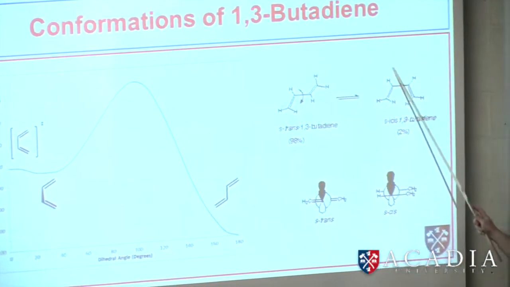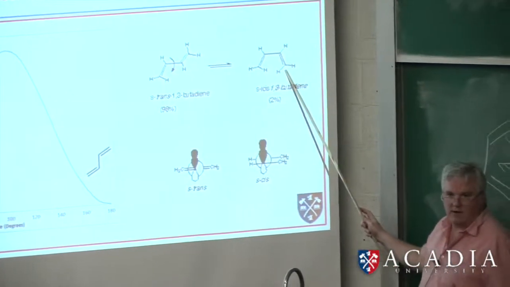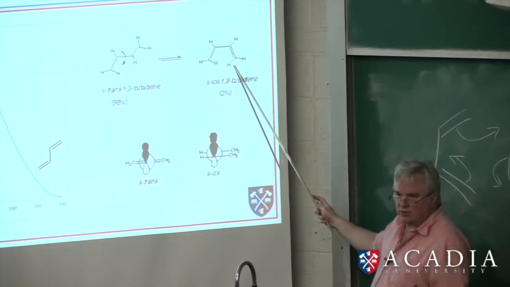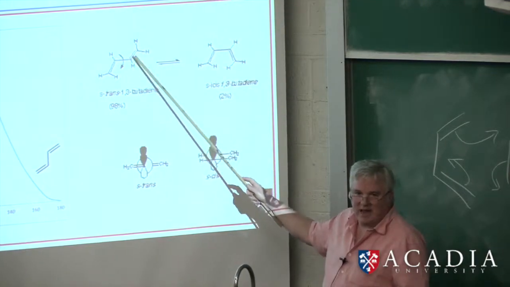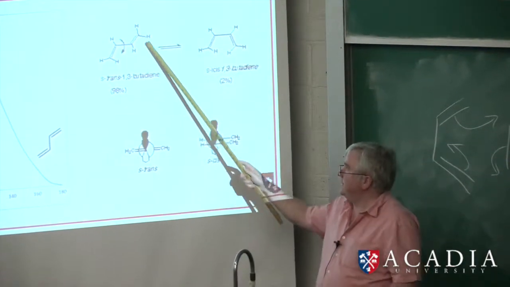This is the reactive conformation of our butadiene for a Diels-Alder reaction. If it's in this conformation, it can't react because the bonds can't form, right? This is too far away.